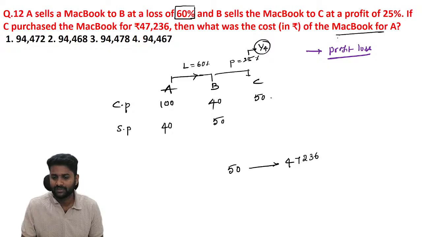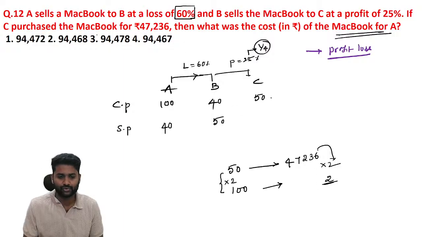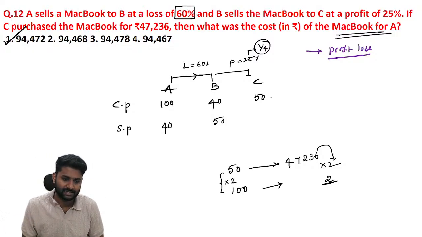47,236. What was the cost of the MacBook for A? As you know, he bought it for 100. And you know that 50 becomes 100, so you should multiply 2 times, again multiply by 2 times. You can check the units place. So definitely units place 2 is needed. We can find only one option. Directly you can choose. Don't go through the multiplication part. It's 94,472 is the correct answer.